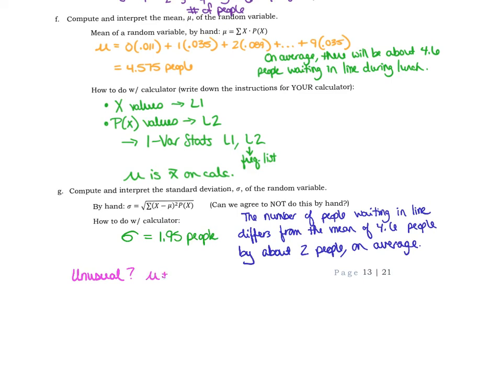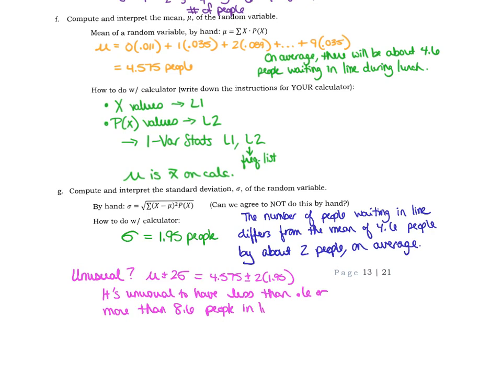You would take that mean plus or minus 2 standard deviations. So you take 4.575 plus and minus 2 times 1.95, and you would find, again with some rounding, that it's unusual to have less than about 0.6 or more than 8.6 people waiting in line. Again, I didn't specifically ask that, but I did want to point it out so you can start to see the different contexts, and when you have 3 different definitions, if you will, or ways to determine if something is unusual, how you can use the information in front of you to figure out which one is appropriate.